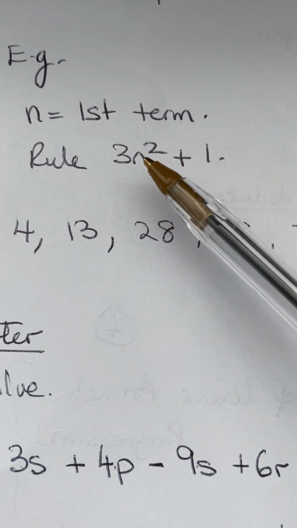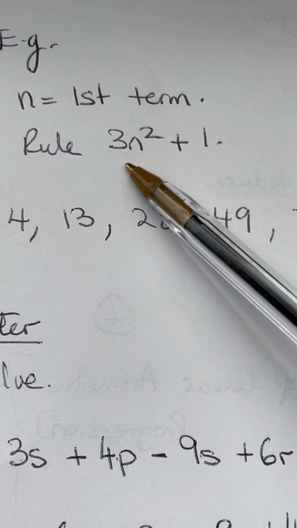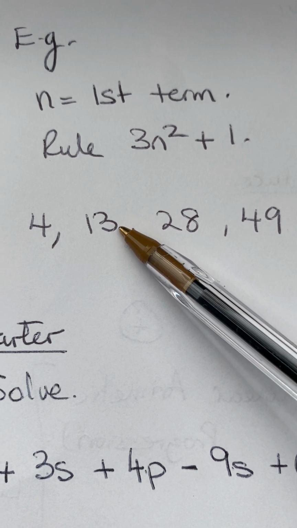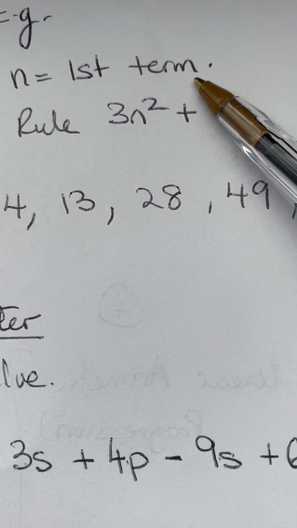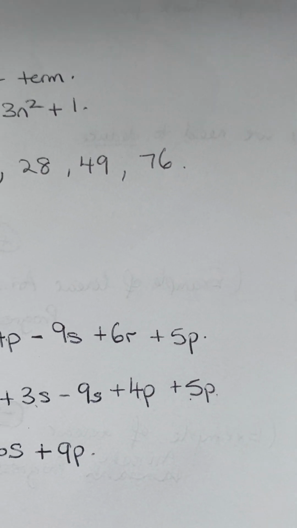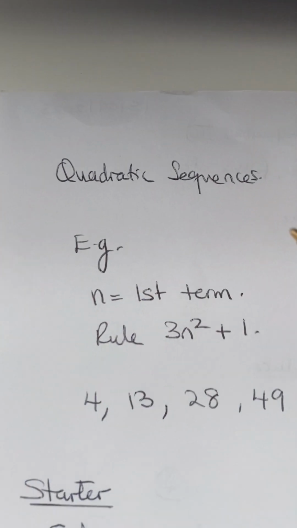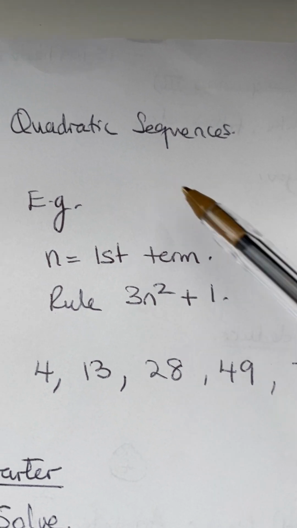So if you look at the first term, n equals 1, second term, n equals 2, n equals 3. With this rule, you can find n equals 100. So this is a type of quadratic sequence.